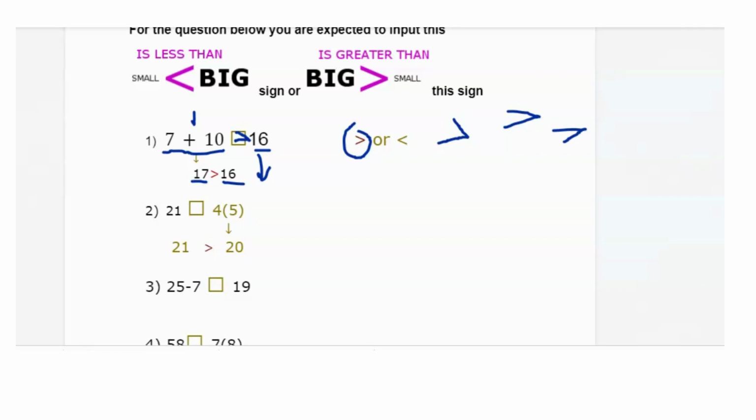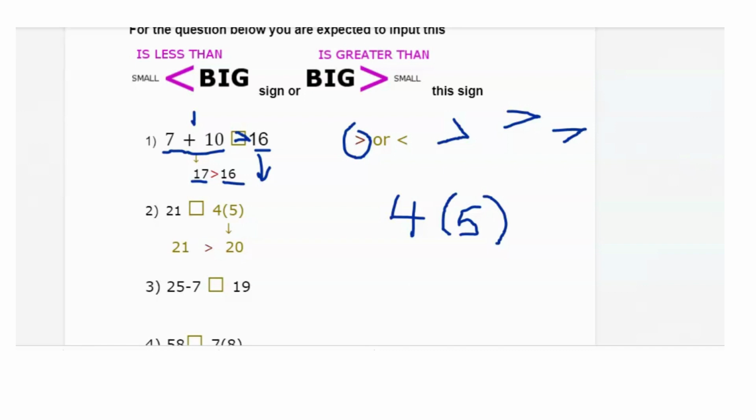Something like that. I can't remember. Okay. The next one they have, next question, question number 2, they have 21. And they have this box here, and they have 4 and 5. Remember I told you, anytime you see something like this, 4, bracket, 5, it means 4 multiplied by 5 because there is no sign.